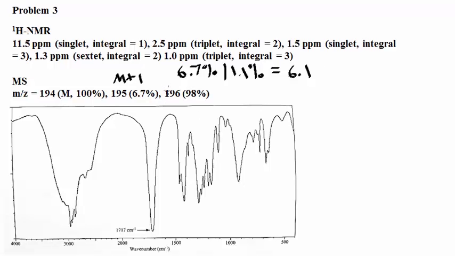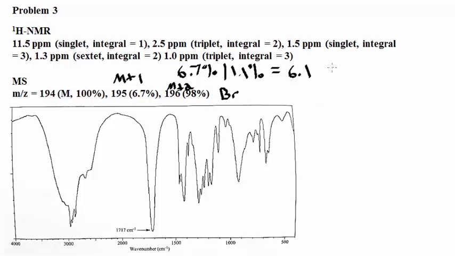Then if we look at the M+2 peak, we have 98%. So that's close to 100%. And so what that means is that bromine is present, Br. If it were greater than 100%, then we would have chlorine and/or sulfur also present. But because it's just shy of 100, we know that there's a bromine.